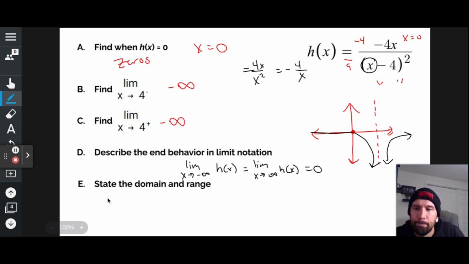So the domain. The domain is going to be everything but 4. So negative infinity to 4, union 4 to infinity.